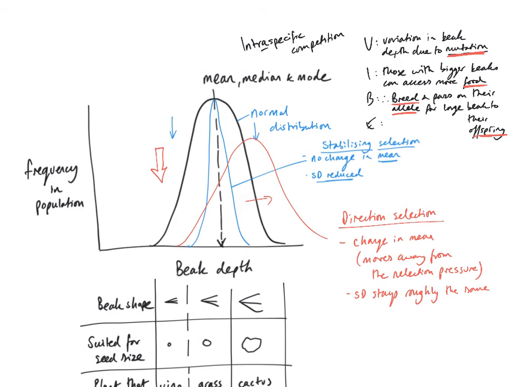And then E just stands for evolution. Evolution is, I've run out of space, pop it here. Therefore, there will be an increase in the large beak allele in the population. And crucially, I have to say increase and allele and population.